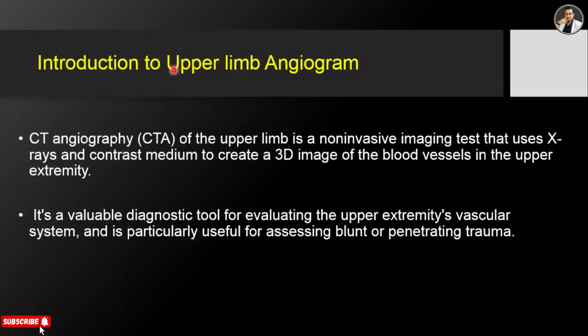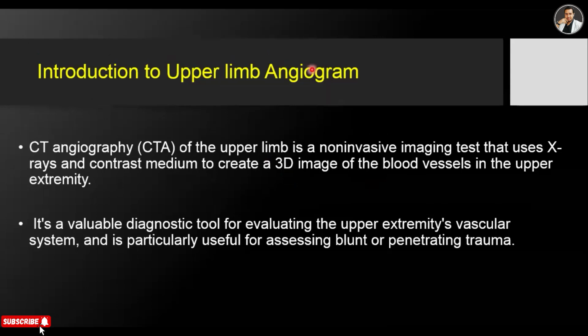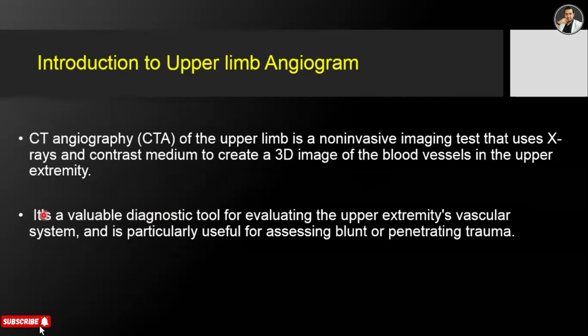Introduction to upper limb angiogram. CT angiography of the upper limb is a non-invasive imaging test that uses X-rays and contrast medium to create a 3D image of the blood vessels in the upper extremity. The upper limb angiogram is used to see the blood vessels. It is a valuable diagnostic tool for evaluating the vascular system of the upper extremities.